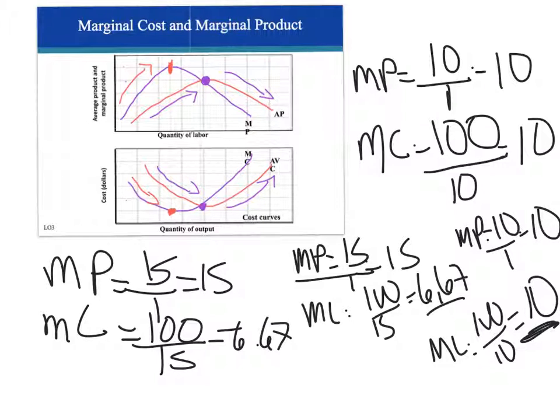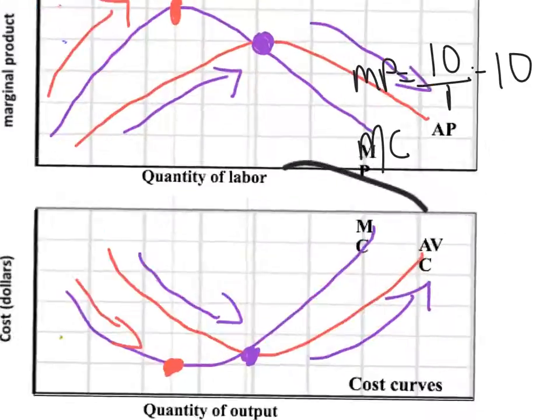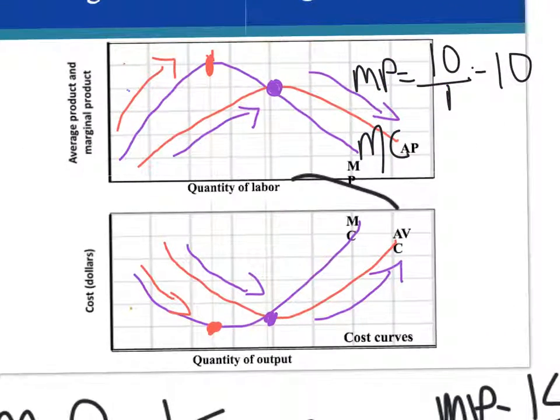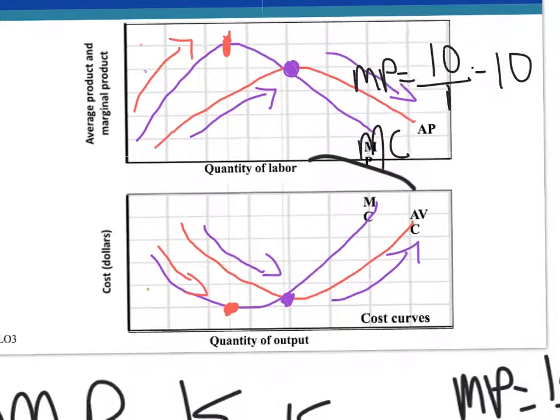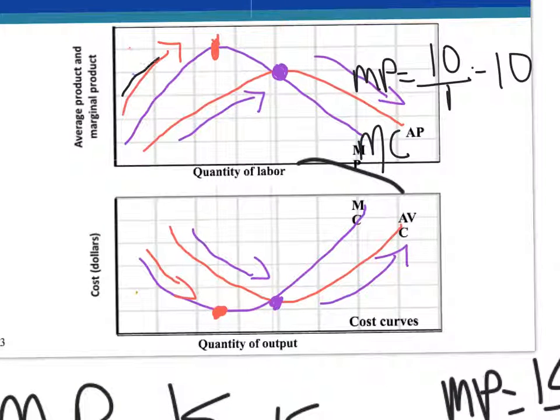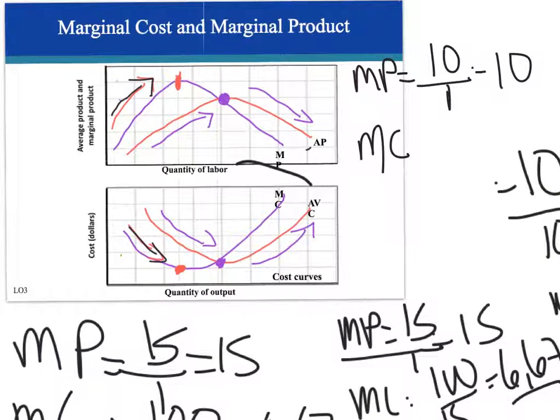And that's what we see again here on this graph: again, as marginal product rises, marginal cost falls, and then as marginal product starts to fall, marginal cost rises.